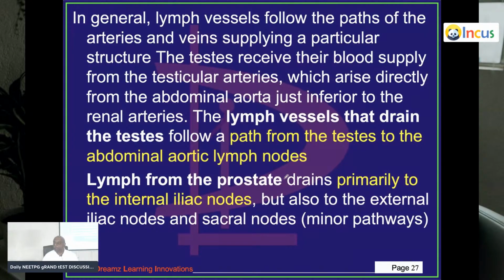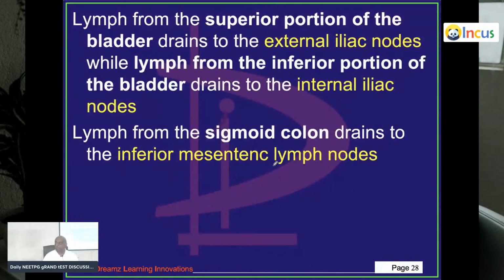So, lymph from the prostate drains into internal iliac lymph nodes. Lymph nodes that drain the testis follow the path from the testis to abdominal aortic lymph nodes. Lymph from the superior portion of the bladder drains into external iliac lymph nodes.